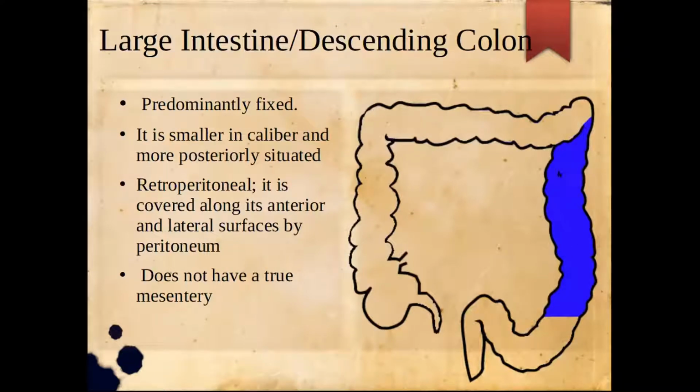As I discussed before, the ascending and descending colon are both retroperitoneal structures and fixed. They don't have true mesenteries. And as I discussed in the earlier slide, the caliber here, compared with the right colon, is smaller. This is why most patients with left-sided colon cancer present with obstruction. It is retroperitoneal, covered by peritoneum along the anterior and lateral surfaces, and it doesn't have any true mesentery.